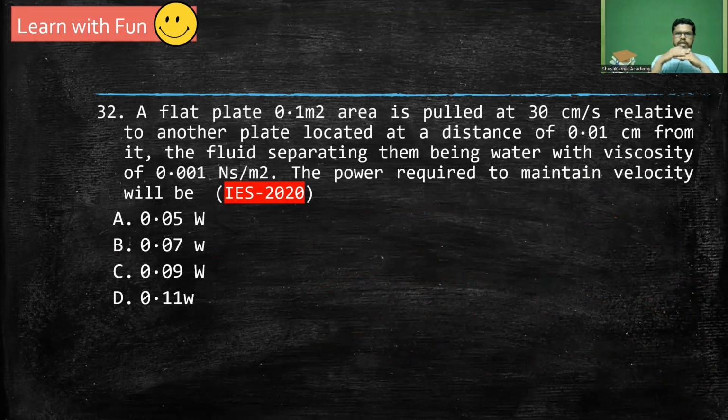Okay, that means one plate is fixed and the other is moving. Both have a viscous fluid with some viscosity, and some distance is also given between the two plates. So I will just explain the formula, and we can solve this numerical. The first formula is Newton's law of viscosity, that is tau is equal to mu into V by Y, and the other formula is P is equal to F into V.